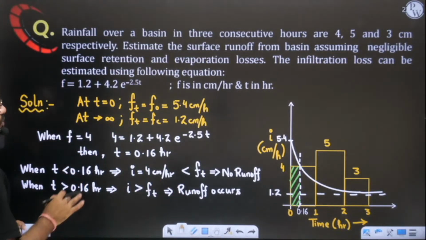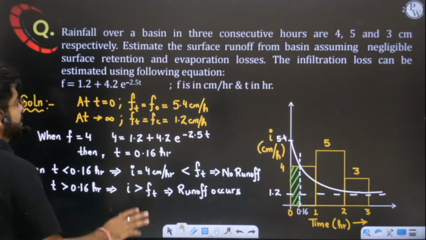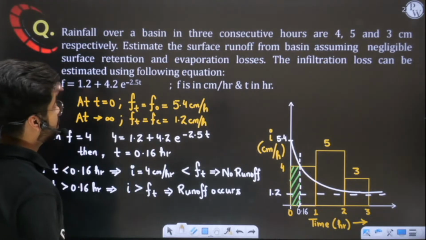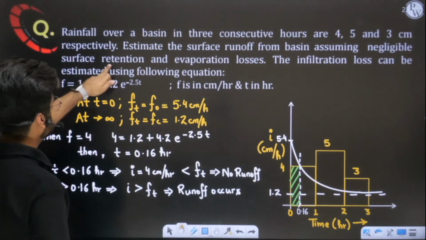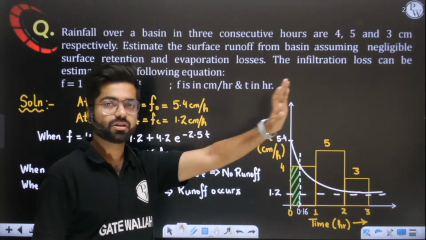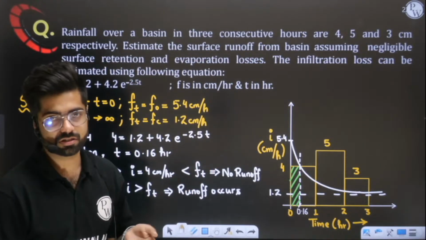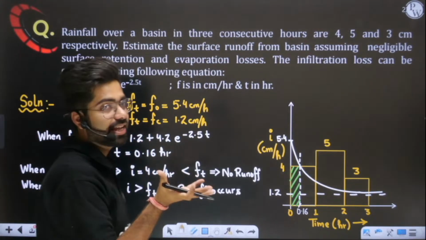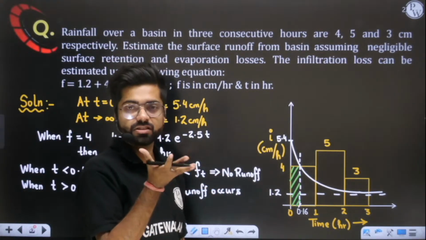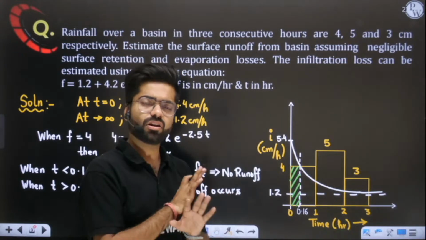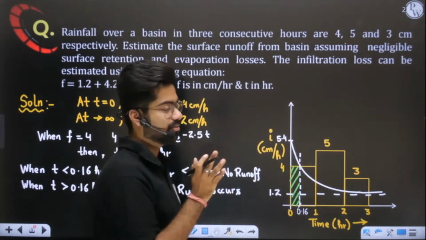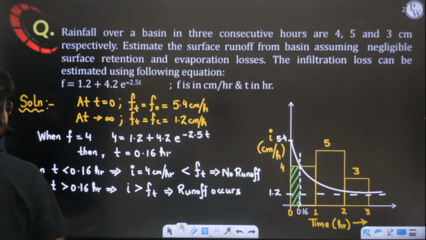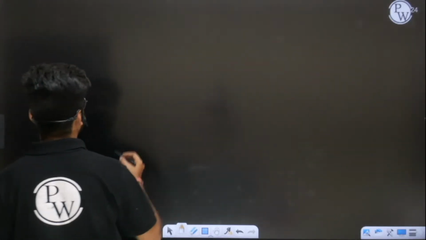Now, if you want to find the total infiltration, listen very carefully. In this question, they are also assuming that surface retention and evaporation losses all are zero. They are neglecting all the minor losses. No evaporation, no surface retention, no water retained in the depressions on the surface. Only infiltration is there. The only loss is infiltration.